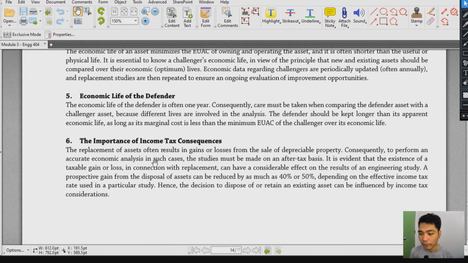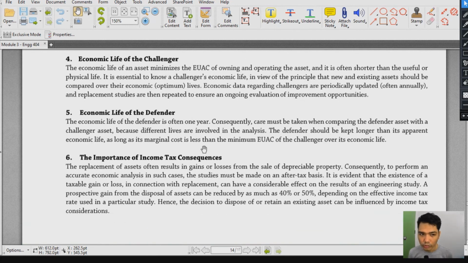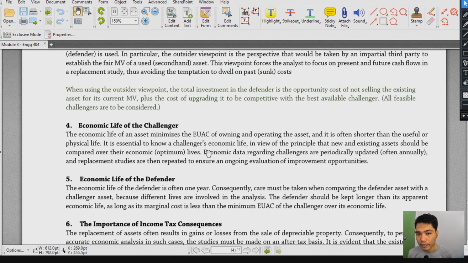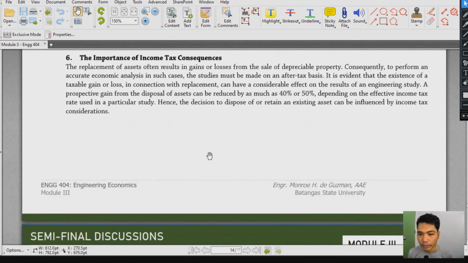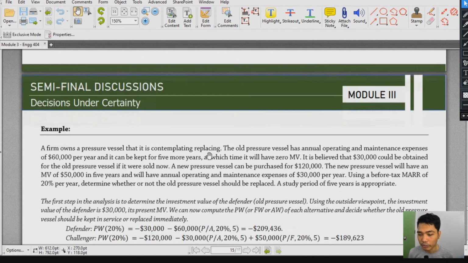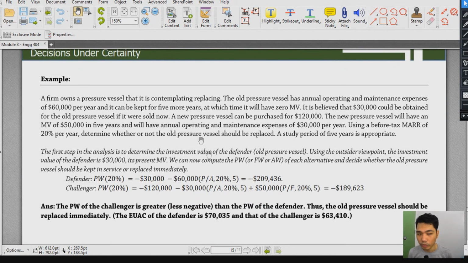But of course, usually that isn't done, because it's a harder scenario to consider. So those are the 6 market factors that we usually consider in evaluating the replacement of a certain equipment. And let's try solving one for this now.